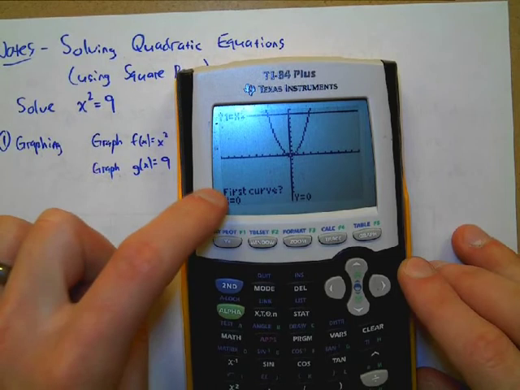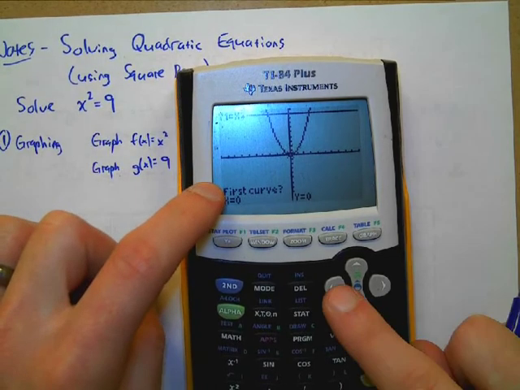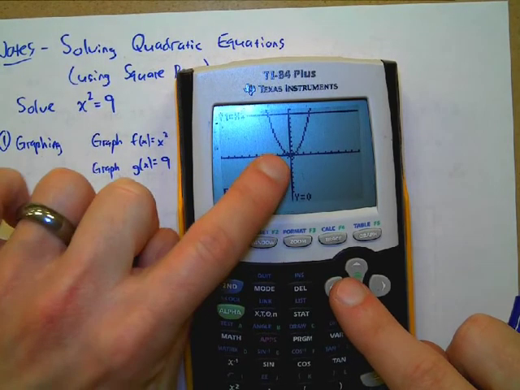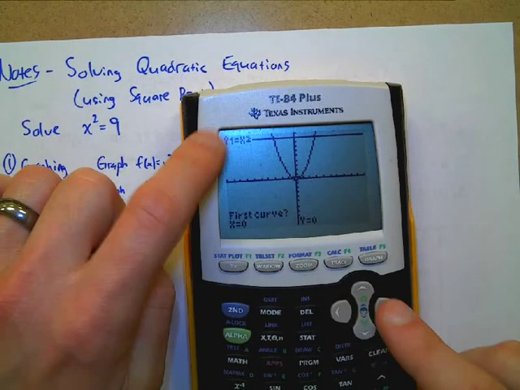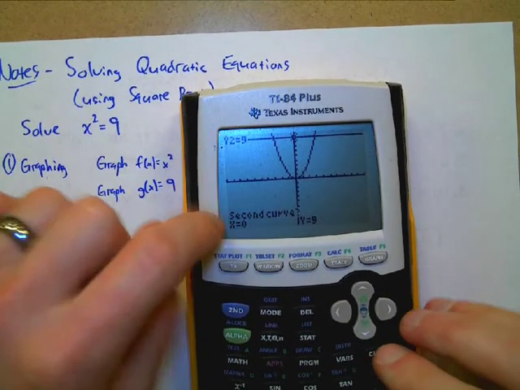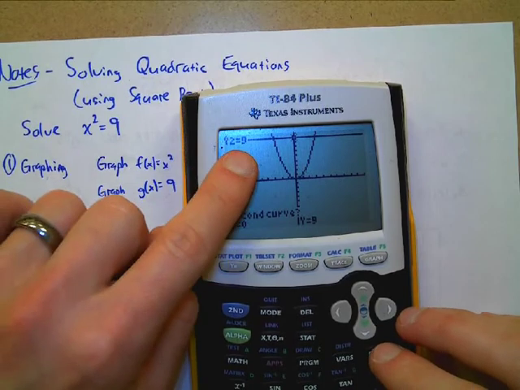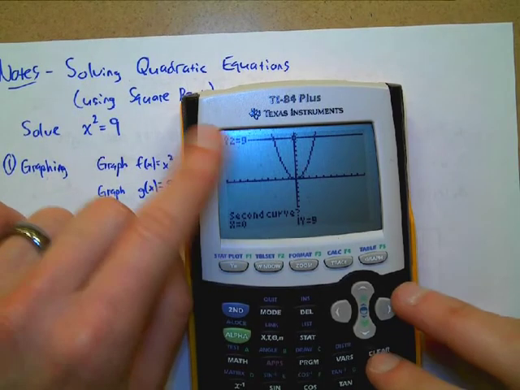All right, so it's asking you for the first curve. If you notice here, my little target cursor is on that first curve. I can see it's on x squared, so I can hit enter. And then it's asking what's the second curve. Again, I can see I'm on the second curve, so I hit enter to select that one.